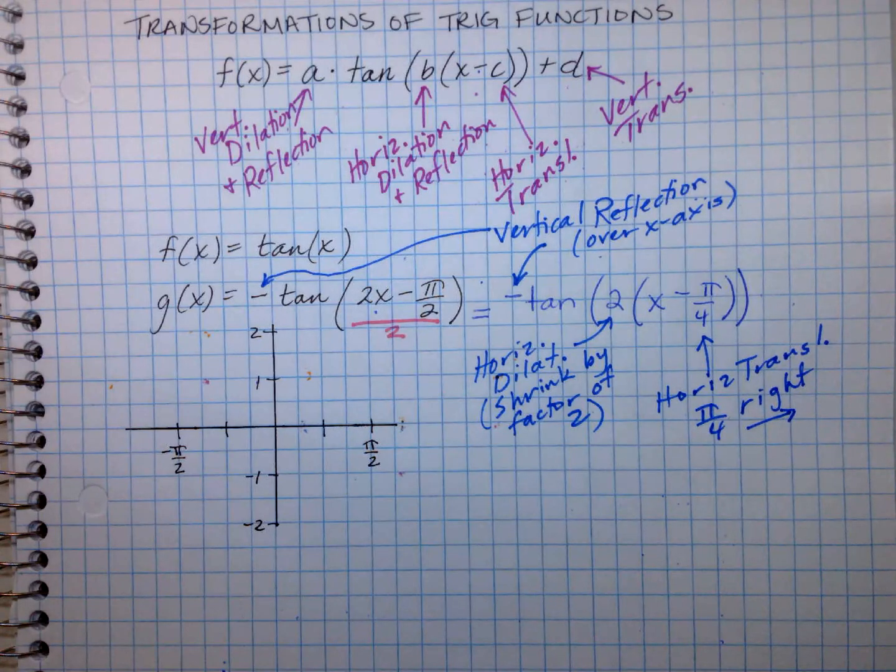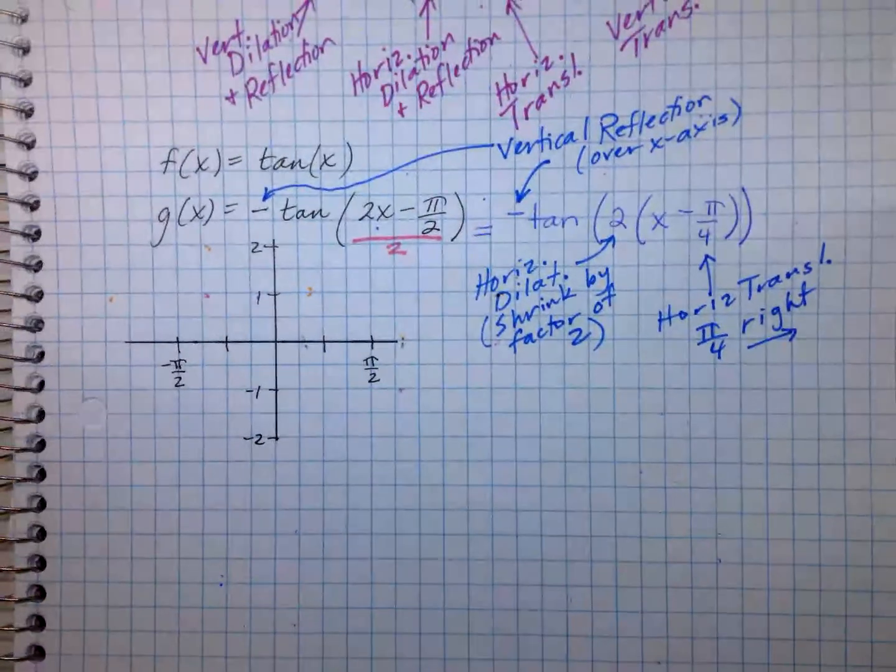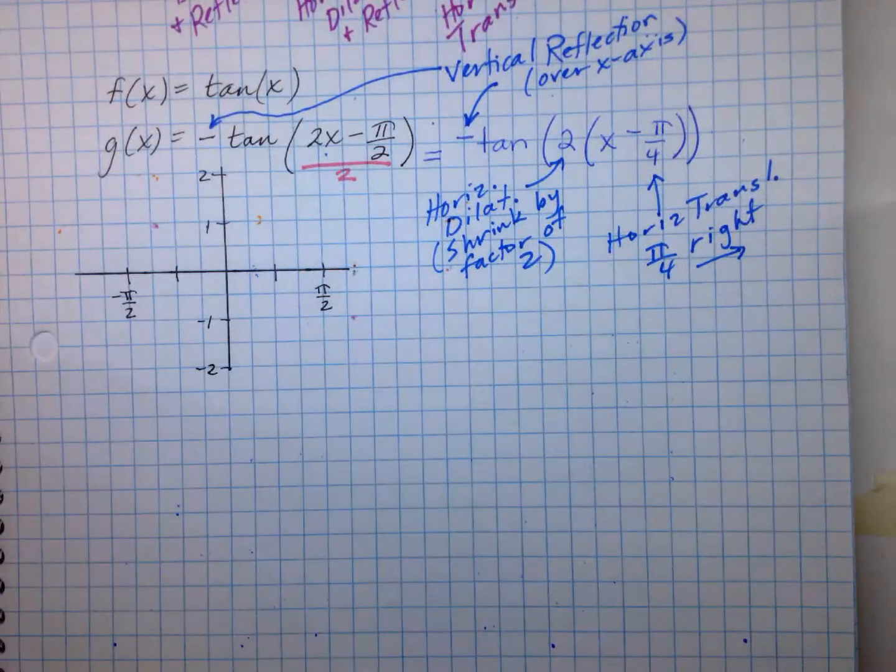Okay, so there's the three things that are happening because of the values of those numbers that we put in there, the A, the B, the C, and the D. Okay, let's do like we did last time, and let's start with some analysis of the period. So the period of the parent function.